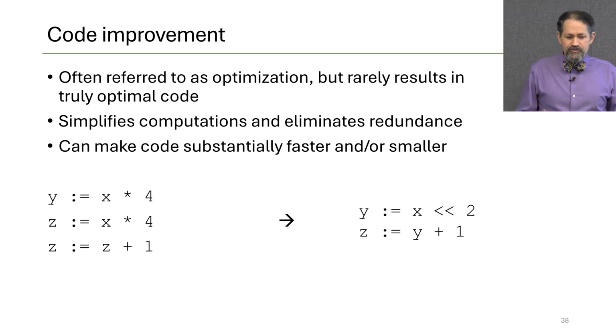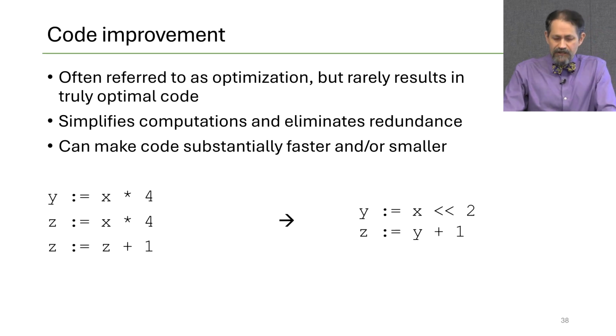For example, in the code shown here, we have some redundant computations. We're computing x times 4 twice, and also we're doing some multiplications that could be done with a simpler operator. So we can take x times 4 and transform it into a shift, which can be computed more efficiently on most processors. We can eliminate the redundancy by just computing x times 4 or x shift left 2 once. And so we have now shorter and more efficient code.